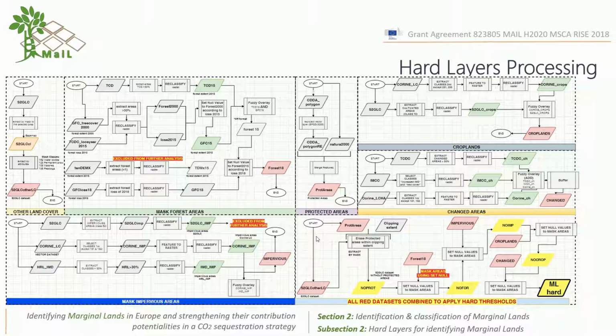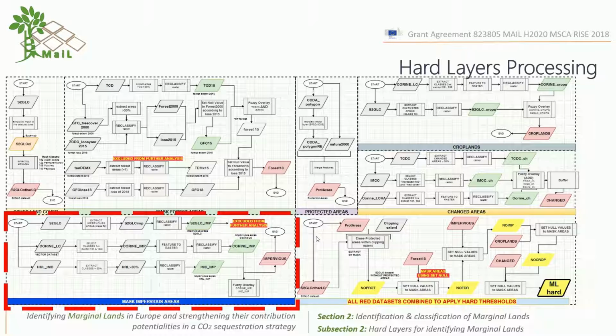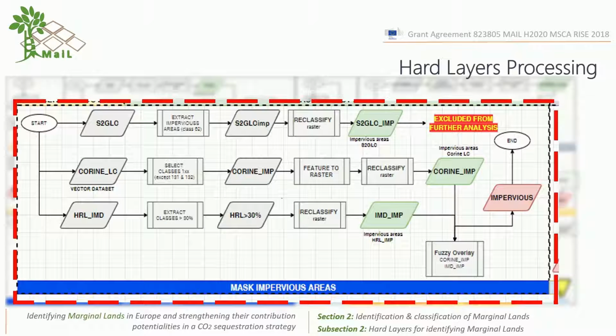In this example, we are going to delineate urban areas using the proposed methodology of the MaiL project. Urban areas are defined using a combination of the Korean land cover dataset and the high-resolution imperviousness layer. As you can see, the Sentinel-2 Global Land cover product contains also information about urban areas.